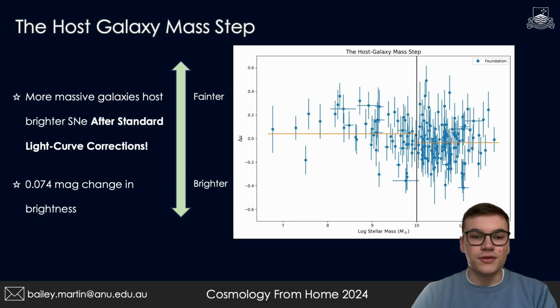The physical driver of the host galaxy mass step is very poorly understood, but correcting for this phenomenon greatly reduces the scatter in the Hubble diagram, and so for the last decade, a mass correction has been applied to supernova light curves in almost every cosmology paper. Now, the goal of my research is to investigate supernova host galaxies more broadly, in an attempt to reduce the Hubble diagram scatter, while also really trying to understand the astrophysics and why supernova light curves vary depending on their host galaxy.